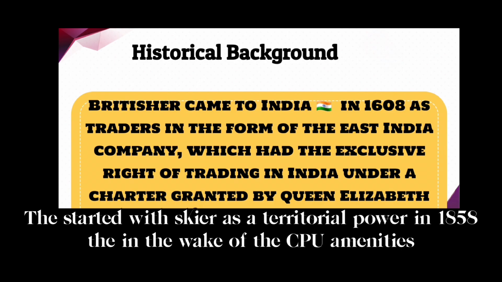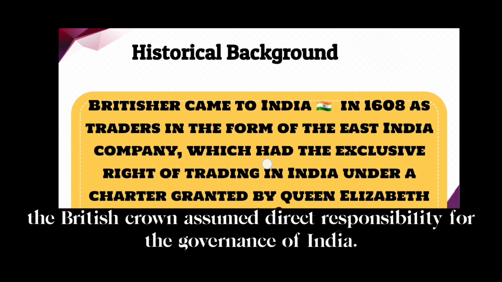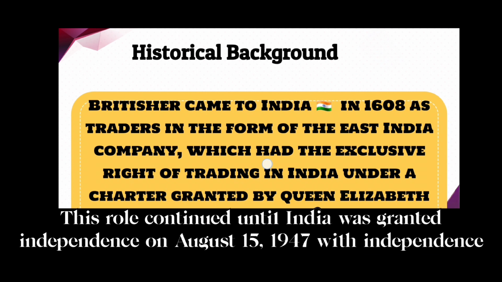This started its career as a territorial power. In 1858, in the wake of the Sepoy mutinies, the British Crown assumed direct responsibility for the governance of India. This role continued until India was granted independence on August 15, 1947.